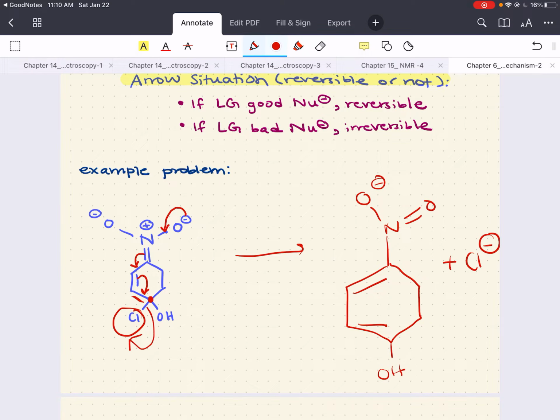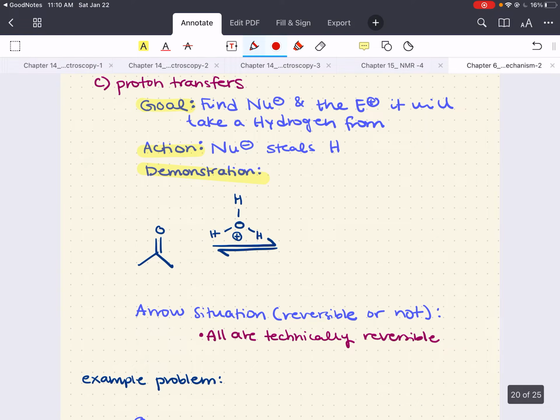And that's how this loss of a leaving group mechanism works. All right, let's go to our third mechanism, and this is proton transfer. What you're looking for is the nucleophile and the electrophile.